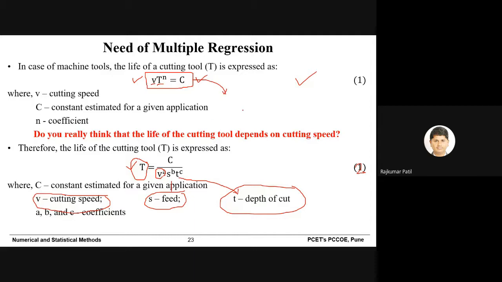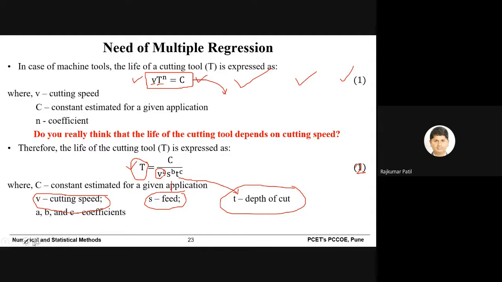So for simplicity and understanding purpose, we can go with equation number 1, no problem. Or for a given cutting feed and depth of cut, you can go with equation number 1. But in the actual machine tool industry, different operations on the job are carried out: turning, facing, drilling, so many operations. And each operation needs to be carried out with a different cutting speed, a different feed rate and a different depth of cut.